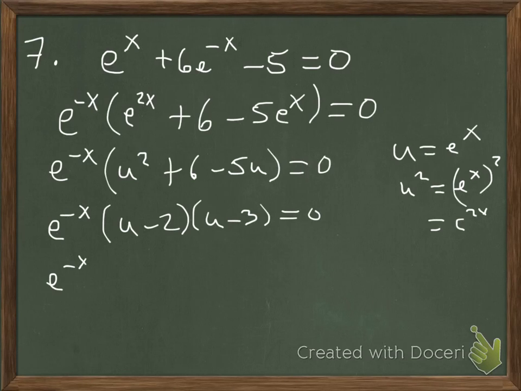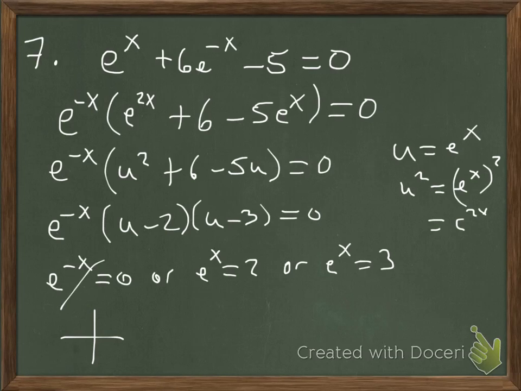Set each factor equal to 0. So e to the minus x equals 0, or u is equal to 2, but u is e to the x, or u equals 3, but u is e to the x. Okay? Alright, now e to the minus x, the graph of it looks like that. It's got a horizontal asymptote of 0. It doesn't cross that. 0 is not in the range of e to the minus x. So this has no solution.